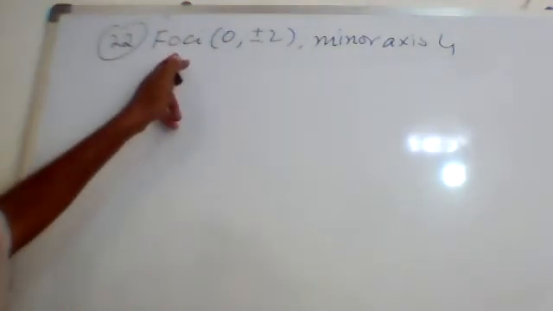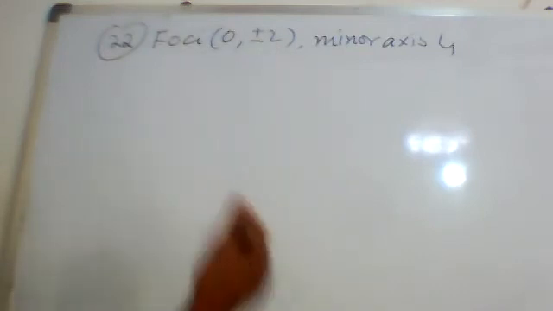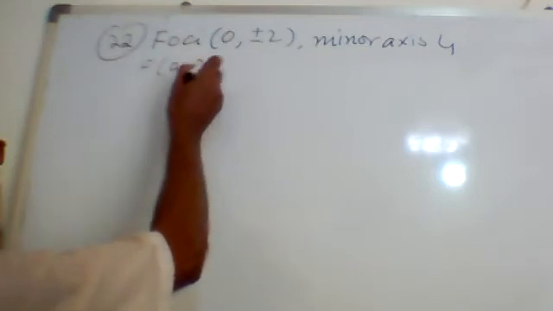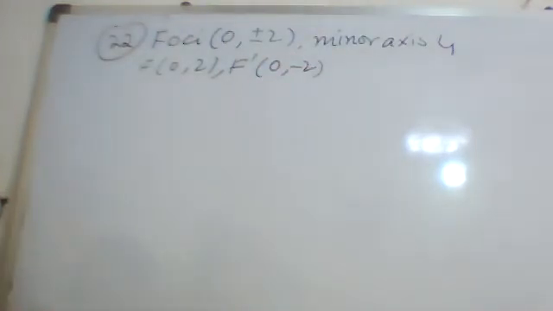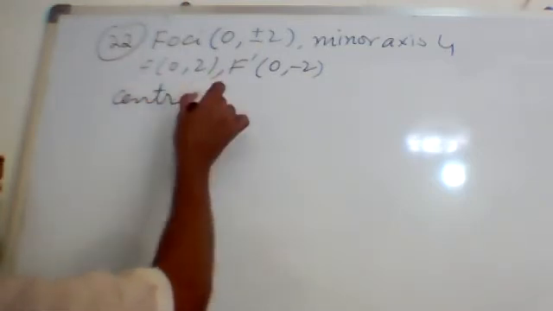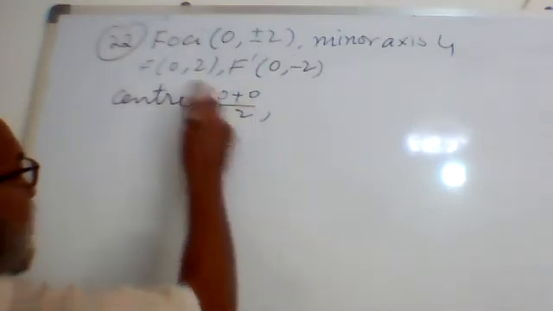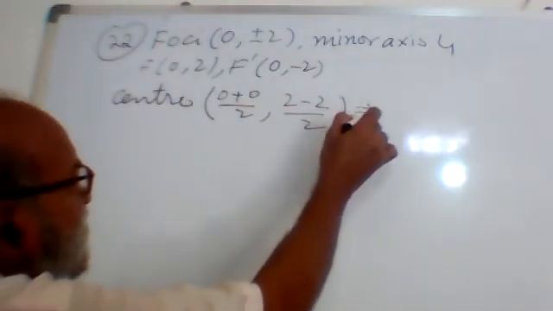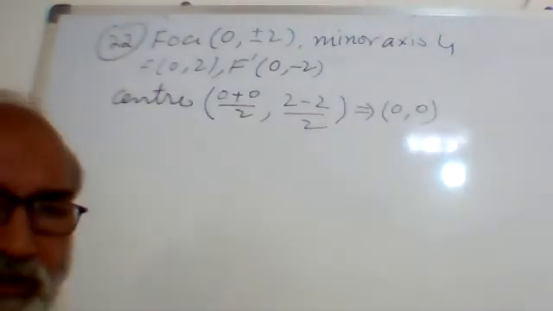So first of all, we will find the center. Center is the midpoint of the two foci or the two vertices. So foci 0 comma plus minus 2. One focus will be 0 comma 2, the other focus 0 comma minus 2. So the center will be 0 plus 0 upon 2, 2 minus 2 upon 2. It will become 0 comma 0. Center became 0 comma 0.